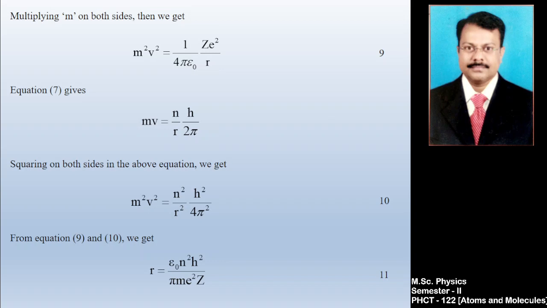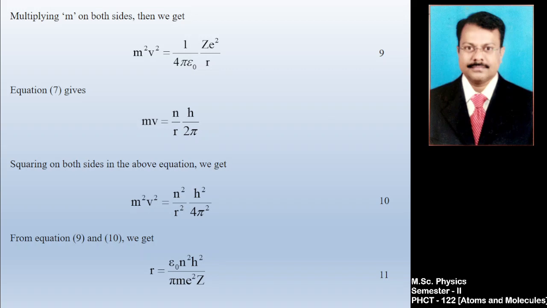Equation 7 gives, which one is equation 7? mvr is equal to n into h upon 2 pi. So mv is equal to n upon r into h upon 2 pi. Squaring on both sides of the above equation, we get m square v square is equal to n square upon r square into h square upon 4 pi square. This is equation number 10.